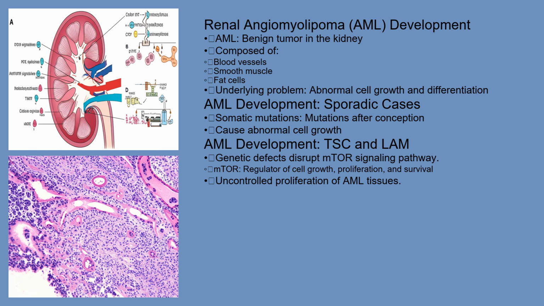So, how does an AML develop? Well, renal angiomyolipoma is a benign tumor composed of three main tissue types: blood vessels, smooth muscle, and fat cells. The underlying problem lies in abnormal cell growth and differentiation within the kidney. In sporadic cases, it's thought that somatic mutations that occur after conception are responsible. In TSC and LAM, the underlying genetic defects disrupt the mTOR signaling pathway, a critical regulator of cell growth, proliferation, and survival. This disruption leads to the uncontrolled proliferation of the characteristic AML tissues.